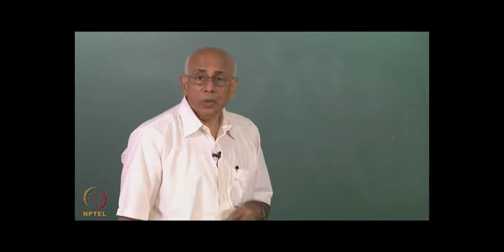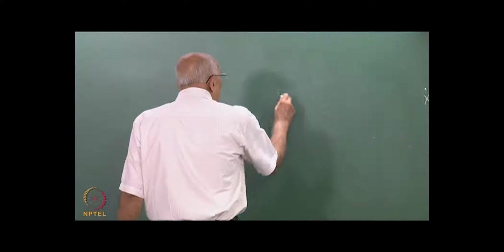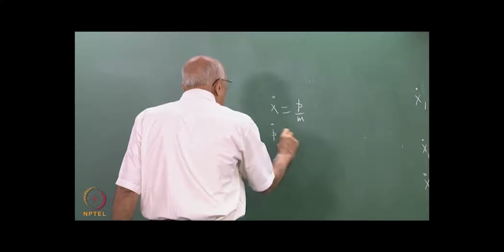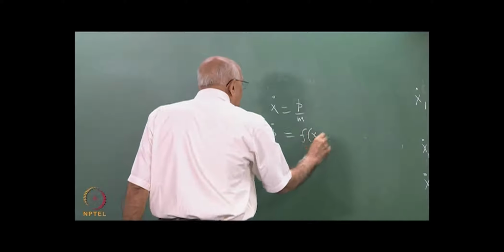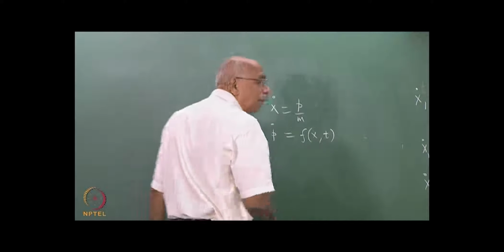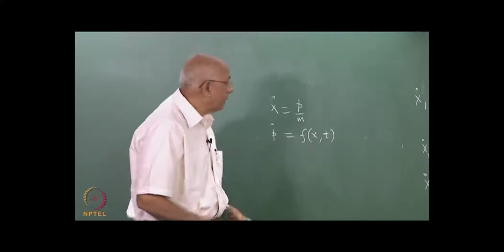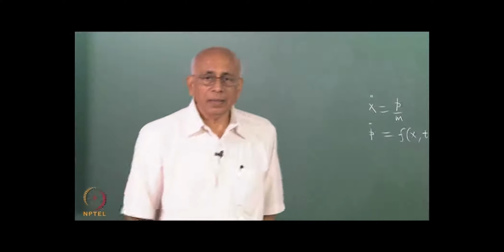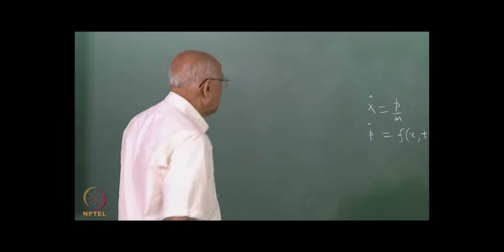If the system is non-autonomous, then the equations look very, very different. So, you have x dot is p over m, but you have p dot equal to a function of both x and t if it is a time dependent force. And then the dynamics of this system can be much, much more complicated than if you did not have a t dependence here.